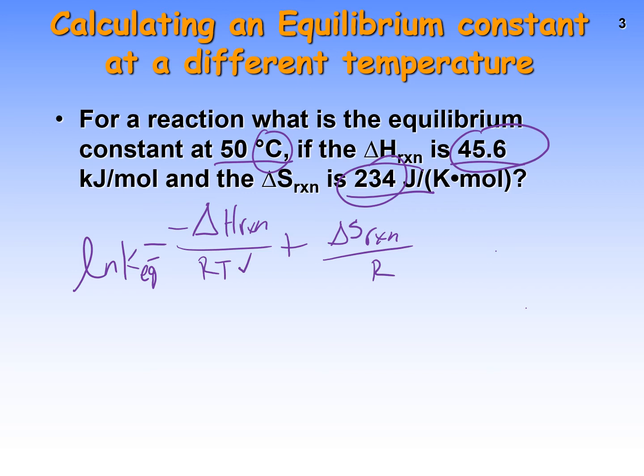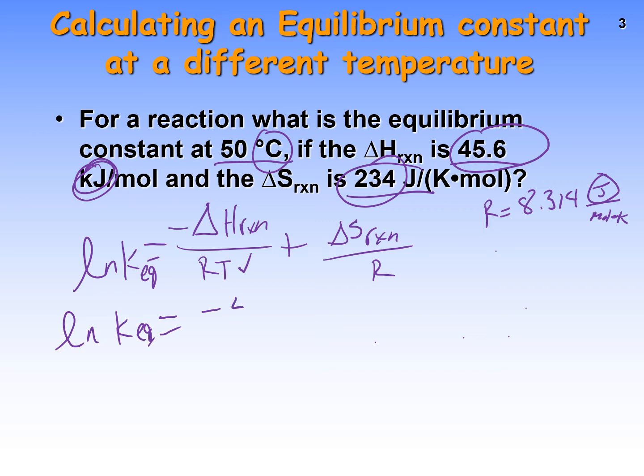We know delta H in kilojoules per mole, and we know delta S in joules per mole per Kelvin. So in this problem, what we need to do is just plug in and solve. We know we want to solve for our KEQ here, and we're in kilojoules here, while R is usually given as 8.314 joules per mole Kelvin. So one of the most common mistakes is not correcting for the kilojoules joules issue.